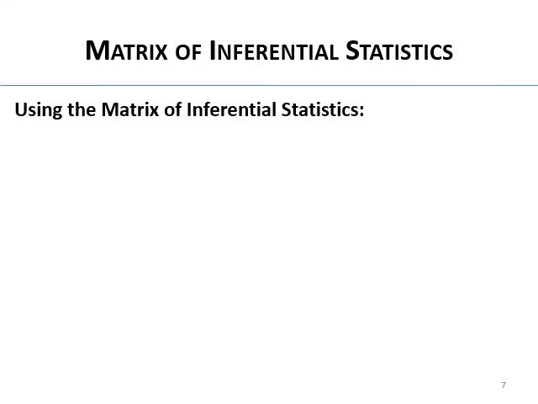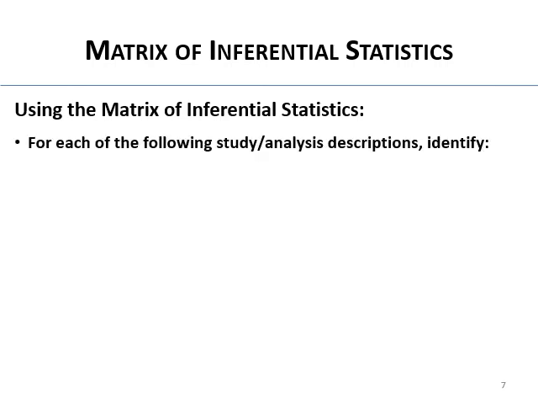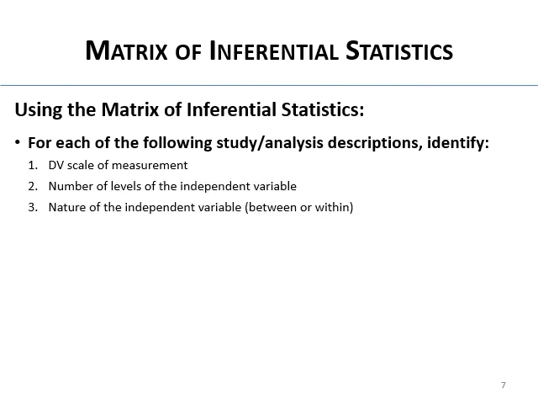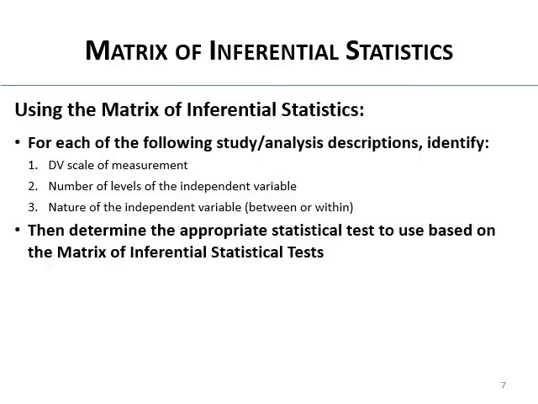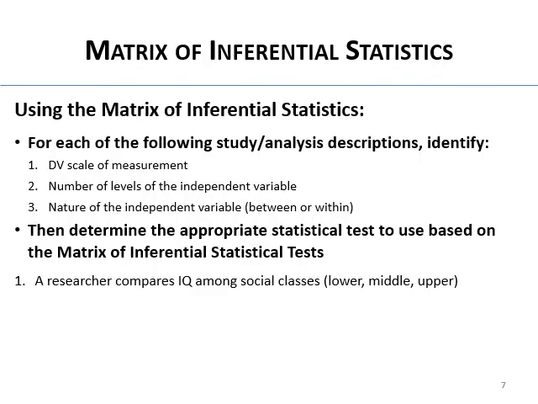So let's try this. If you want to pause now and bust out a copy of the matrix, it wouldn't be a bad idea. Print it from the slides. We're actually going to go through some examples using the matrix to identify the proper test. For each of the following study or analysis descriptions, identify the DV scale of measurement, the number of levels of the independent variable, and the nature of the independent variable. Is it between or within? Then, using the matrix and those 3 things, tell me what's the correct test.